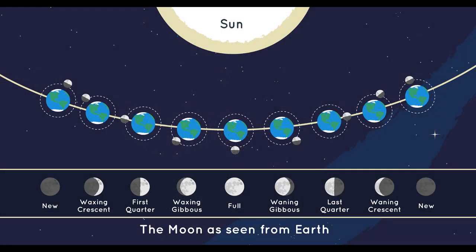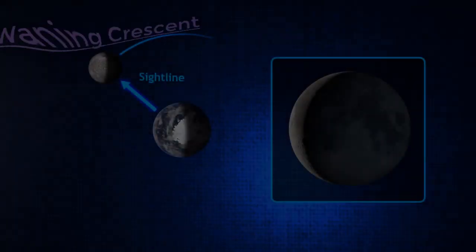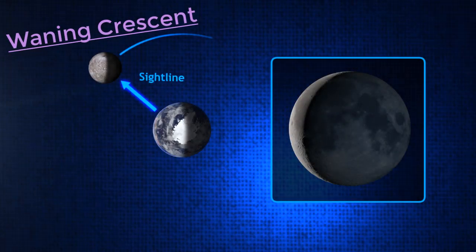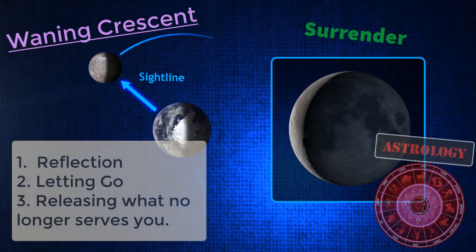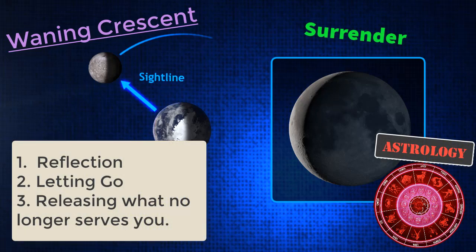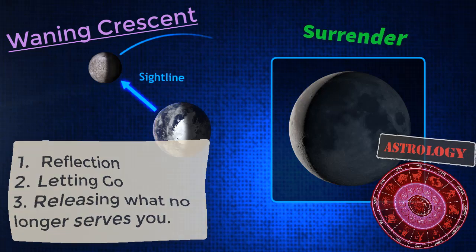And then to wrap it up, we have waning crescent. So this is the phase of the moon when it is almost dark again and appears as a thin crescent in the sky. In astrology, this is a time for rest, reflection, and preparing for the next new moon.